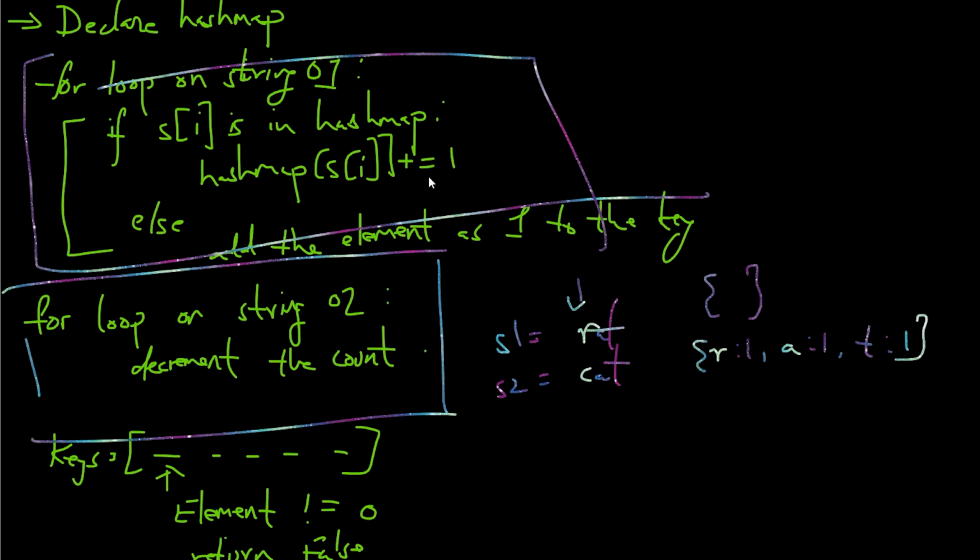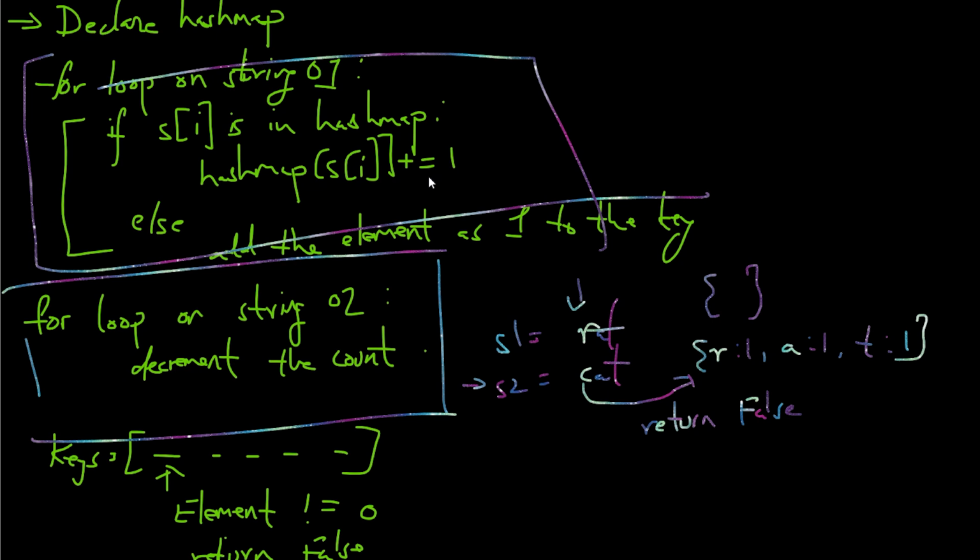Now for the second for loop, you are going to use this string. So you go over here and check, is C available in the hash map? No. In such a case, you are not going to decrement anything. You are just going to return false. So you can break it right from here.